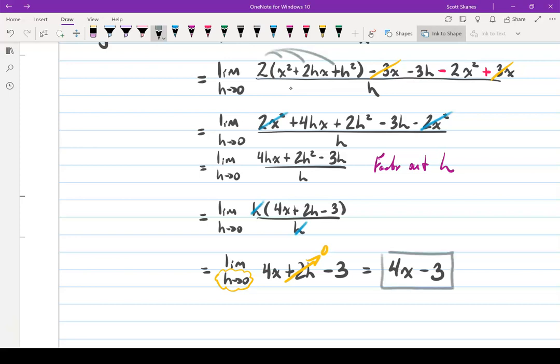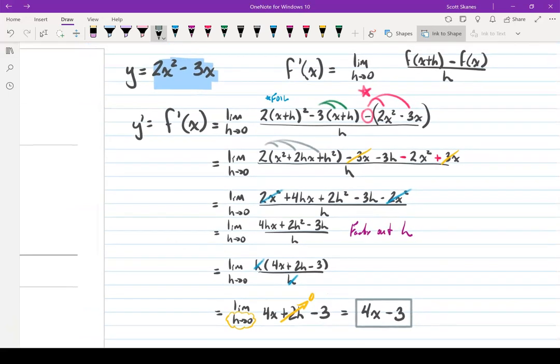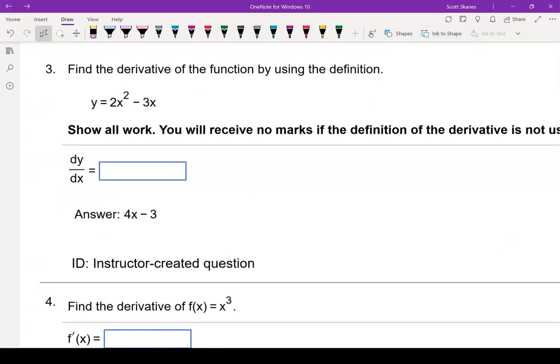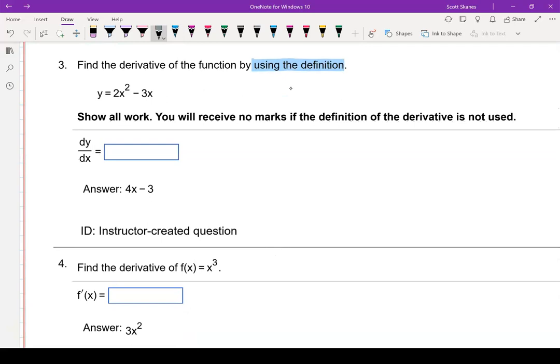So I recommend if you're having any issues with this topic, you go back into the notes. We did a page or two on this stuff, and we did a very similar example to this one. This is also asked on your assignment, as you know. So this is what it looks like when you do the definition of the derivative. And you must do the definition of the derivative on this thing. It says using the definition right there in the question. And if you read the fine print here, it says show all work. You will receive no marks if the definition of the derivative is not used.